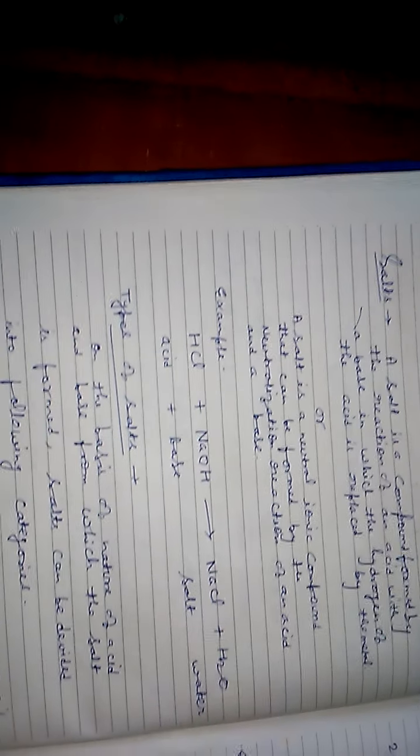If you are feeling this definition is very hard to remember and learn, then for you one easy definition is also there. That is, salt is a neutral ionic compound that can be formed by the neutralization reaction of an acid and a base. Simply, you can understand that salt is always a product of a neutralization reaction. It means when an acid reacts with a base, the products formed are salt and water.